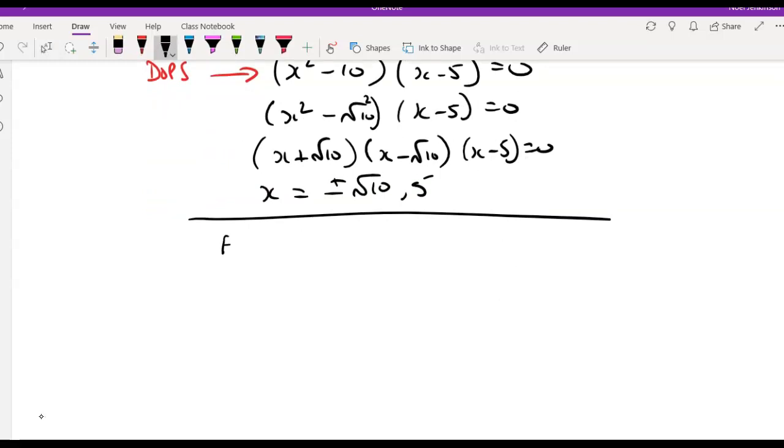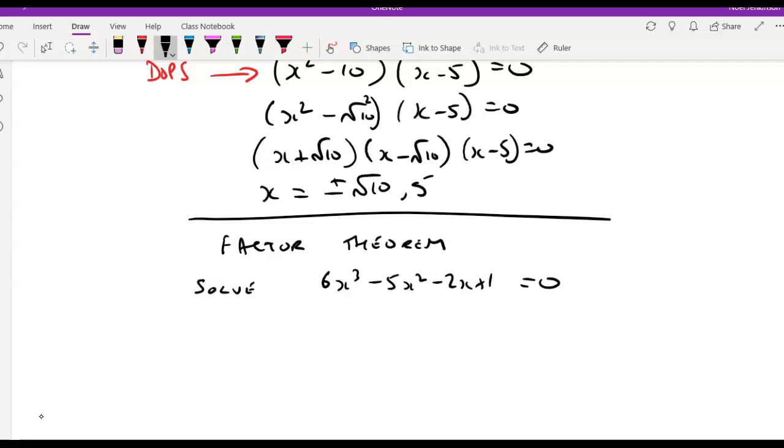Or you might have to use the factor theorem and some division technique, which you learnt from your teacher, as we've just done in the previous exercise. For example, solve 6x cubed minus 5x squared minus 2x plus 1 equals 0. A quick look at that would say, well, there's no common factor. Can't group; 6 and 5 and 2, those numbers don't work neatly. I'm really going to have to try the factor theorem.